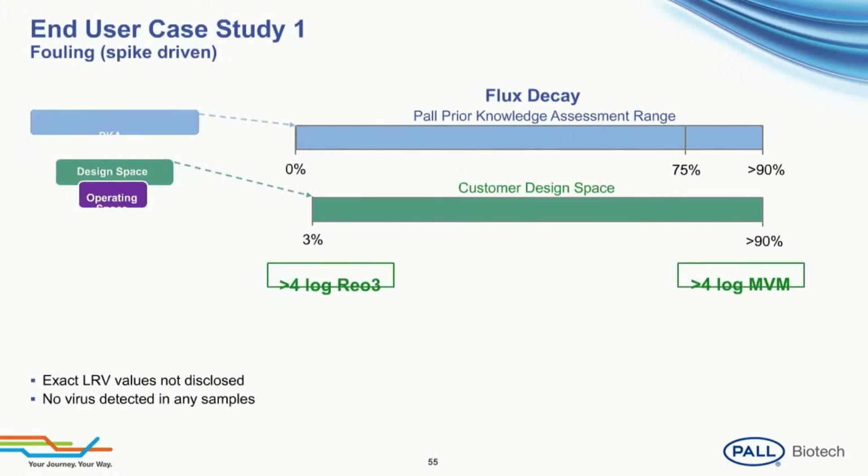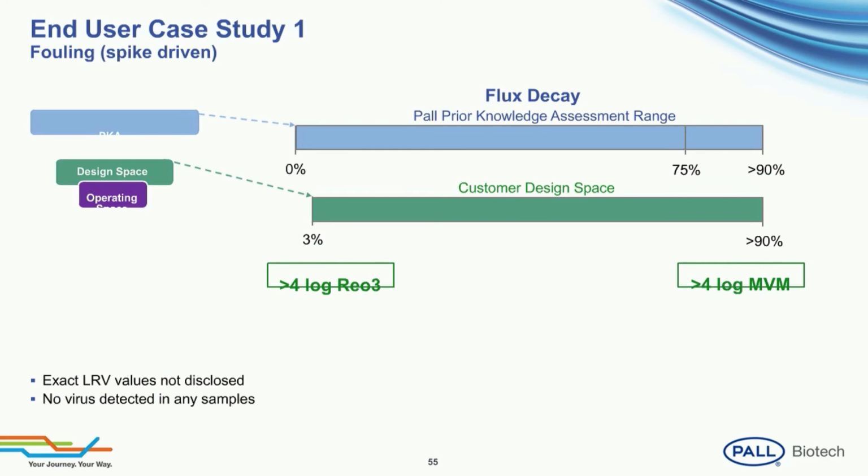This is a case study from an end user. In terms of flux decay, the blue line represents the prior knowledge assessment, and that's Pall data generated with Pegasus Prime virus filters, spiking with PP7. There was no loss in titer reduction up to 90% flux decay with PP7.